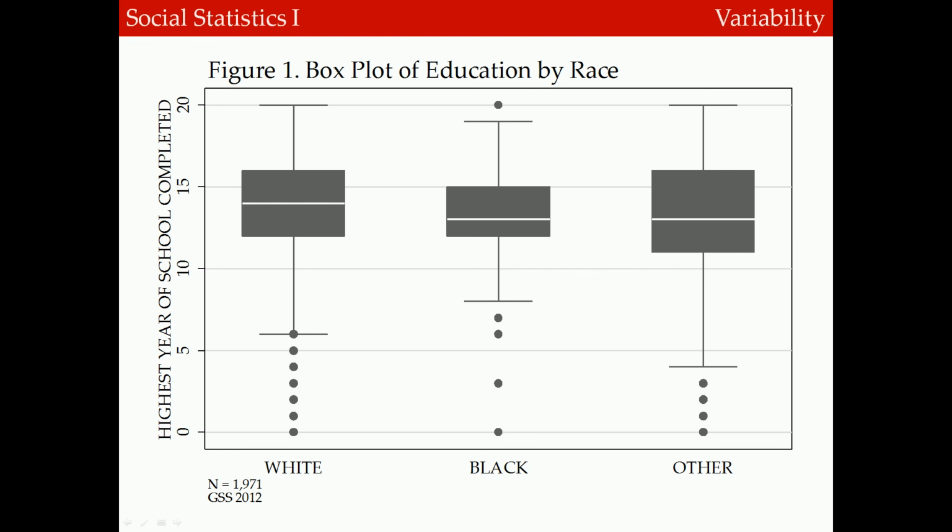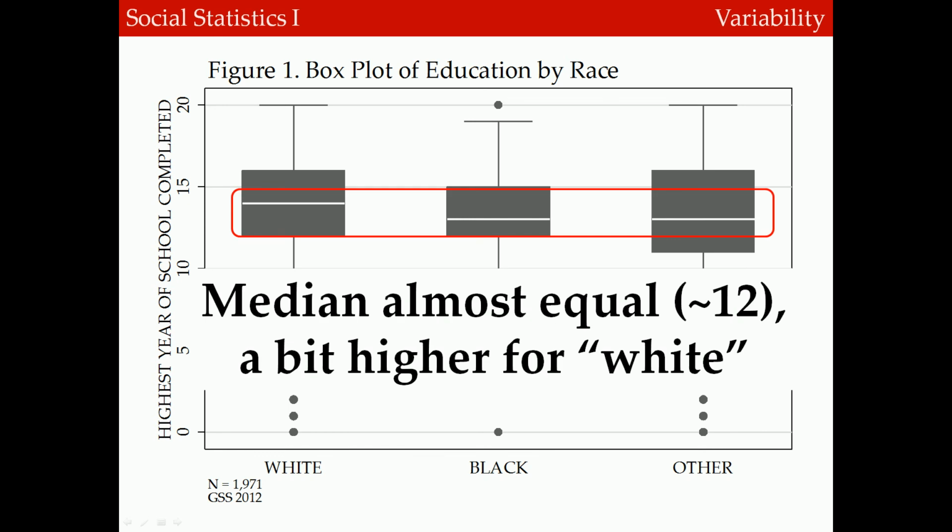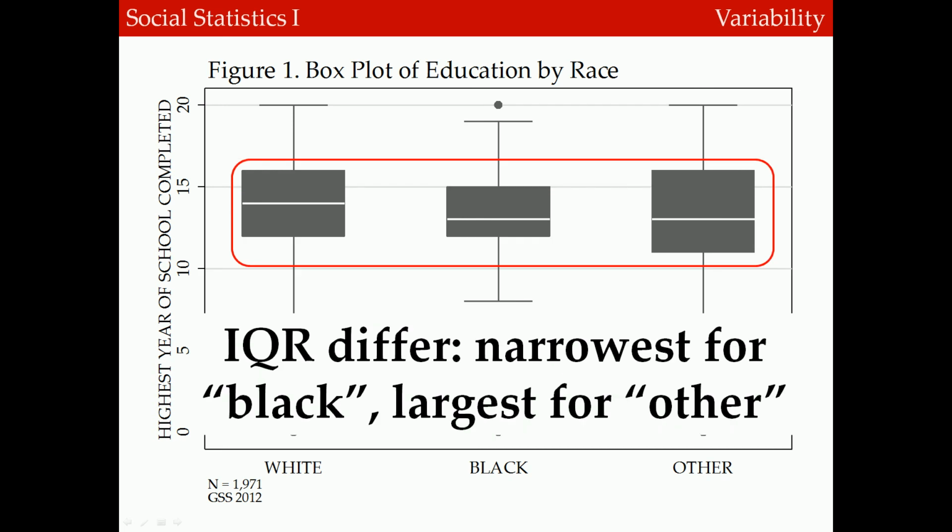First of all, notice that we have 3 box plots, one for whites, one for blacks, and one for other. The first thing we can see is that the median is slightly different across these different racial groups. You can see that it's slightly higher for whites, and it's a little bit lower for blacks and other. In fact, blacks and other look like they have the same median. Most of them are around 12, although whites probably a little bit higher, maybe 13 or 14. So we can say the median education is a little bit higher for whites than the other racial categories.